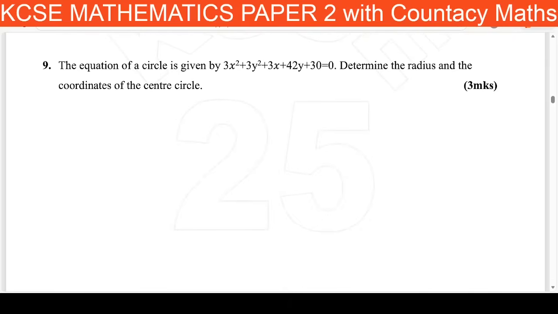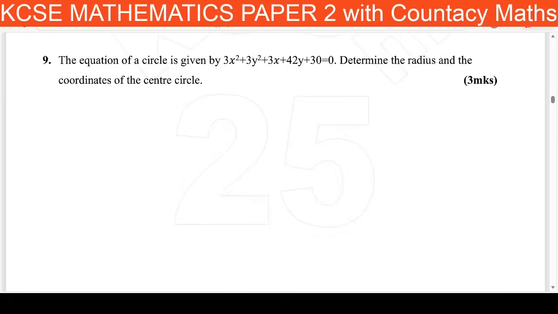So we have got this very juicy and wonderful question. Equation of a circle. Amazing. We are told that the equation of a circle is given by 3x squared plus 3y squared plus 3x plus 42y plus 30 is equal to 0. And then the question tells us to determine the radius and the coordinates of the center of the circle. Let's go ahead and solve it.